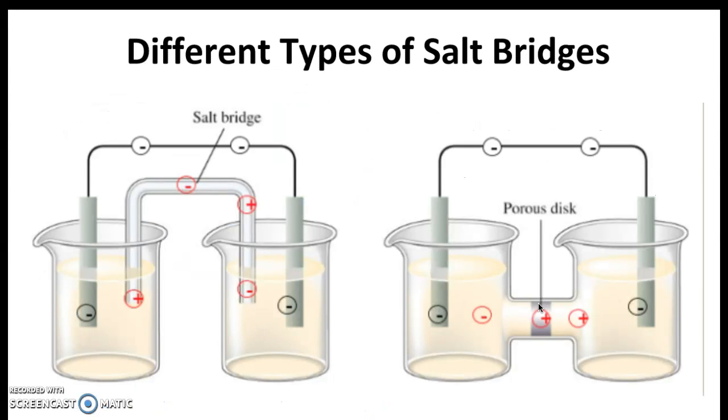I just want to point out there are different types of salt bridges, just in case you see them. There's this U-shaped salt bridge, which we've seen previously, but you also may see one where the two beakers are connected with what's called a porous disc, and the two solutions can flow in between both. That's just so that if you see it, you can recognize it. The salt bridge should be distinct from the wire, because the wire will usually be shown as a black line directly attached to the electrodes. You see the electrodes attached to them there.